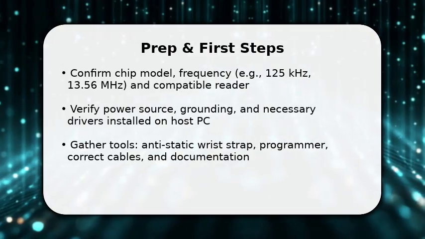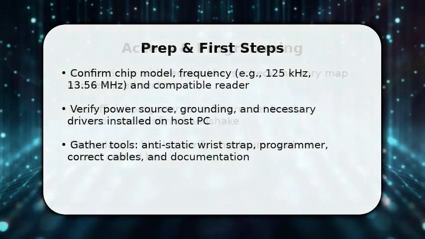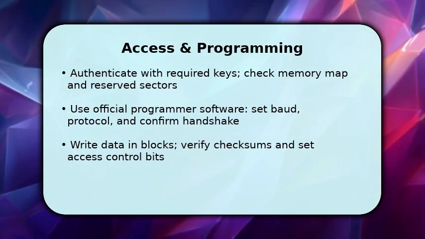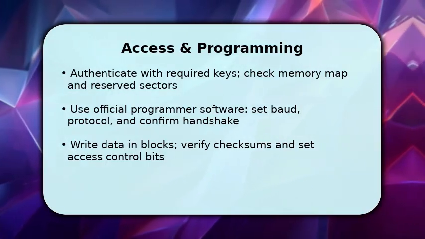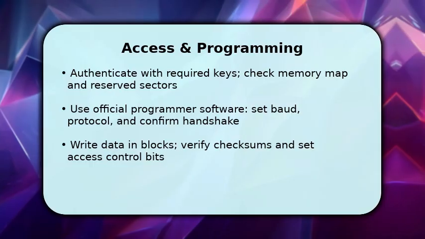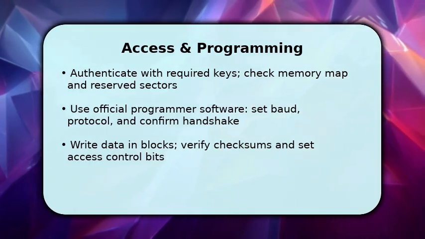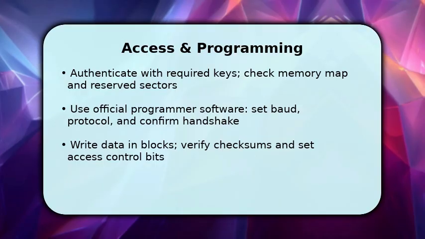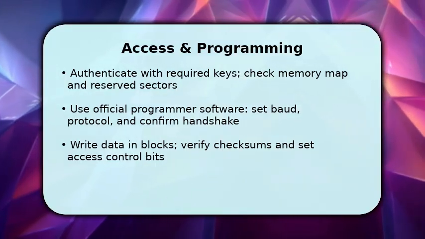Now you can move immediately to addressing memory layout and access permissions. You authenticate using the correct keys or secure channel to unlock writable sectors. This prevents accidental corruption. Then open the official programming tool, set baud rate and protocol, and confirm the handshake so communication is stable. Write data in block-sized chunks, validating each with a checksum. This ensures integrity and allows rollback if a block fails.